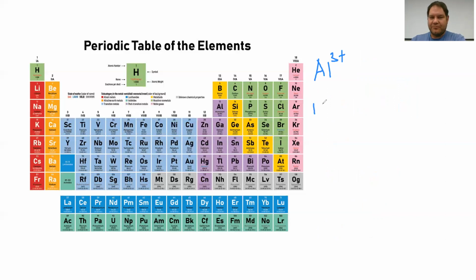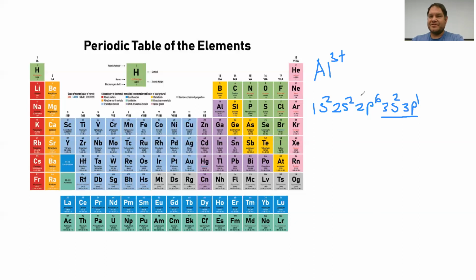So that's going to be 1s2, 2s2, okay? Then 2p6, 3s2, and 3p1, okay? That's neutral. There's the valence shell. Neutral aluminum, but it is an ion that's lost 3 electrons.